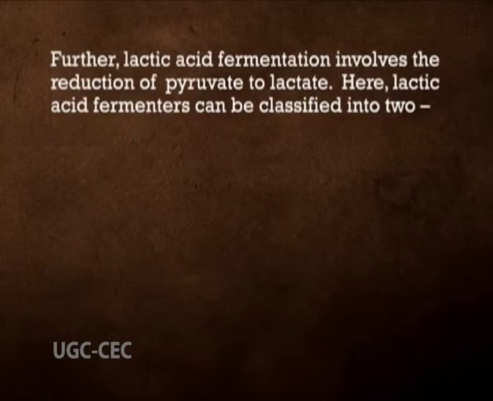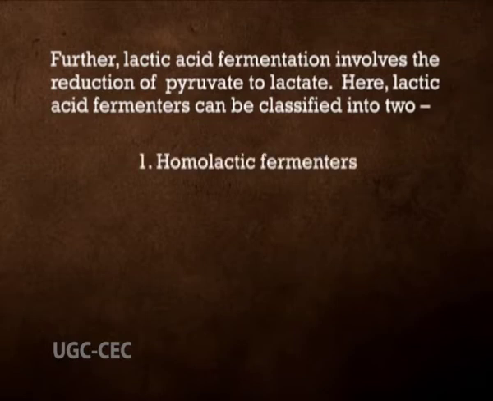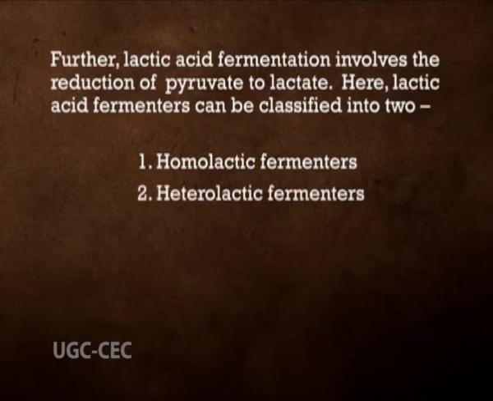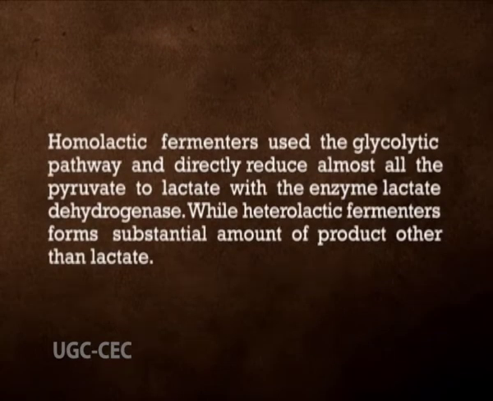Further, lactic acid fermentation involves the reduction of pyruvate to lactate. Here, lactic acid fermenters can be classified into two. The first one is the homolactic fermenters and the second one is the heterolactic fermenters. The homolactic fermenters use the glycolytic pathway and directly reduce almost all the pyruvate to lactate with the enzyme lactate dehydrogenase. While heterolactic fermenters form a substantial amount of product other than lactate.